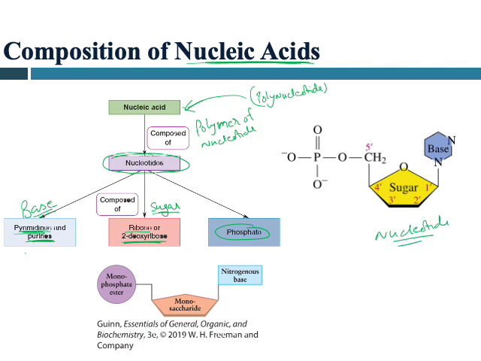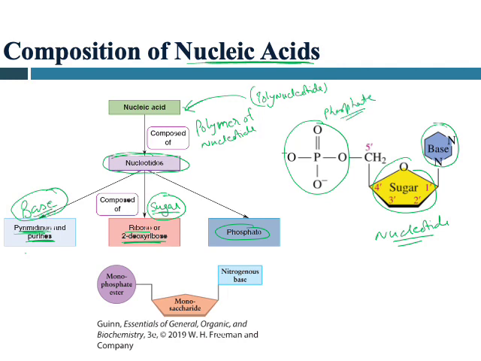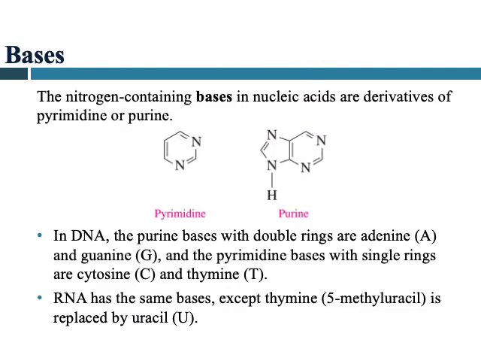If you can see, you have a sugar, which is one of the components. Then you have a base, which can be a purine or a pyrimidine. Then you have the third component, phosphate. This is your phosphate. So a nucleotide is made up of all these three components together. Now let's talk about each of them separately. Let's talk about bases first.